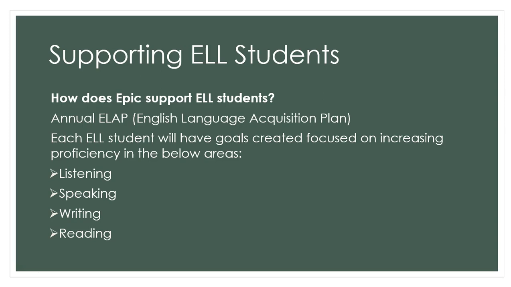So once a student is considered ELL, how do we support those students? My team will create an ELAP for them, and that is the plan based on what their screener scores were, or if they tested previously at their other school based on what those scores were. And we're going to have goals for listening, speaking, writing, and reading. And so teachers will use those goals to kind of create something from curriculum or resources to kind of help grow in those areas.